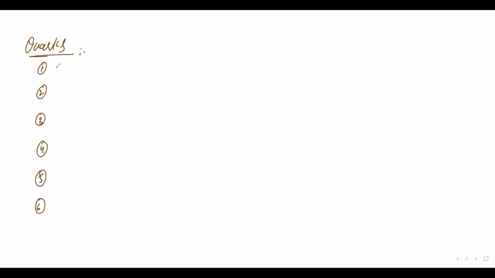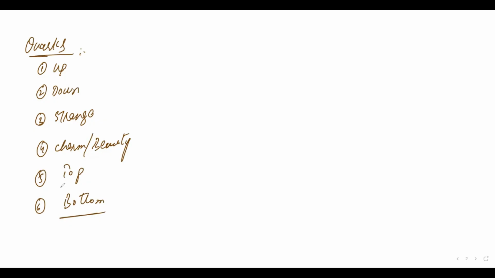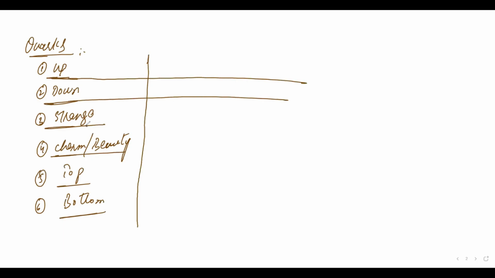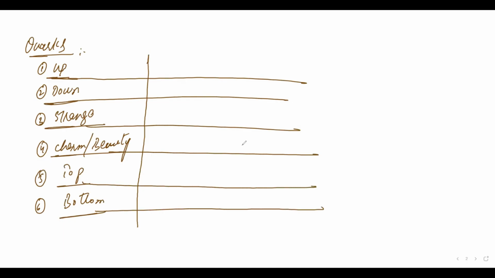One of them is basically the up, then you have got a down quark, then a strange, then the charm. Charm quark is also known as a beauty quark. Apart from that, we've got the top, and then we've got the bottom as well, right? So we've got these 6 types of quarks, and they make up different sorts of classes of atoms.